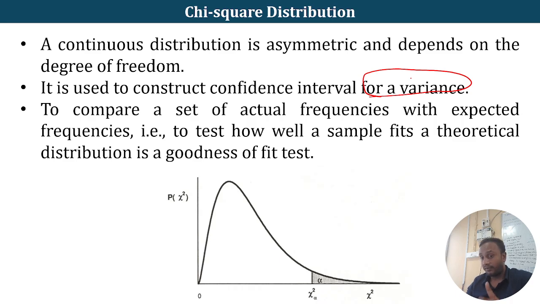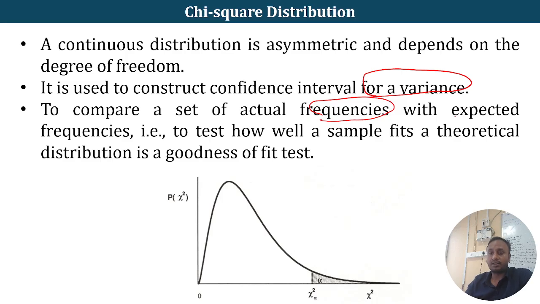For ANOVA, we have to tell whether the data is normal. If the data is not normal, then we have the chi-square test, which is also used when n is greater than 50. With it we compare a set of actual frequencies with expected frequencies, to see how well a sample fits a theoretical distribution. That is a goodness of fit, where we have to fit the data to a particular distribution.